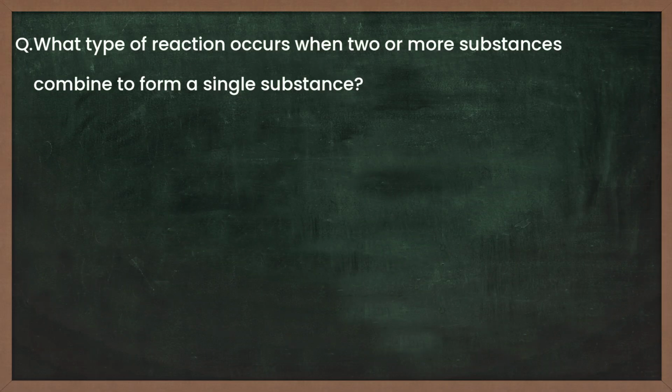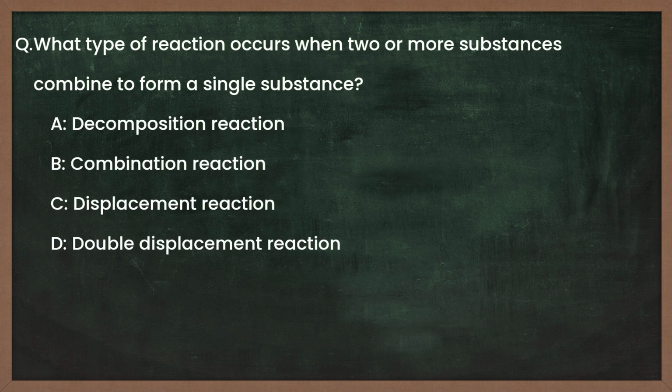Question: what type of reaction occurs when two or more substances combine to form a single substance? Option A: decomposition reaction. Option B: combination reaction. Option C: displacement reaction. Option D: double displacement reaction. You have 5 seconds to answer the question.